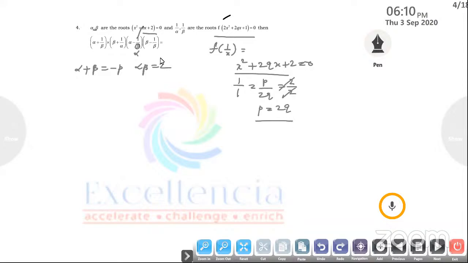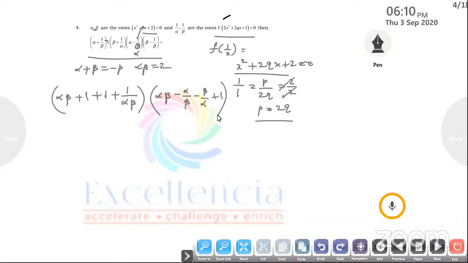Now let us evaluate this term. When you multiply, we get alpha beta plus alpha into 1 by alpha, which is 1, plus beta into 1 by beta, which is 1, plus 1 by alpha beta. I multiply these two terms. Then let us multiply the other two: alpha beta, alpha into minus 1 by beta is minus alpha by beta, minus beta by alpha, plus 1. We know the value of alpha beta. I am substituting this value: 2 plus 1 plus 1, that is 4, plus 1 by 2.